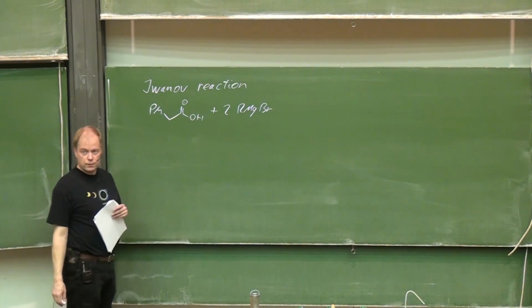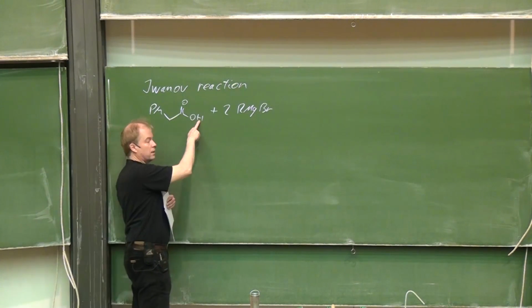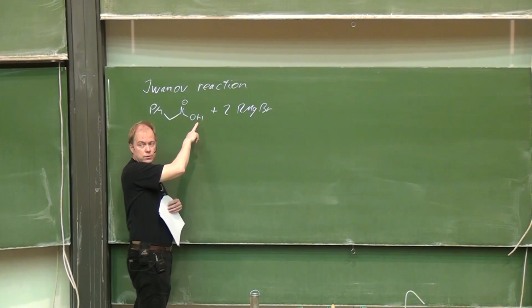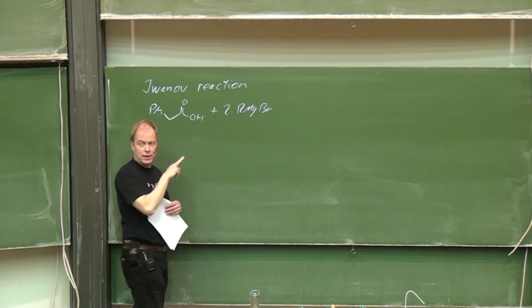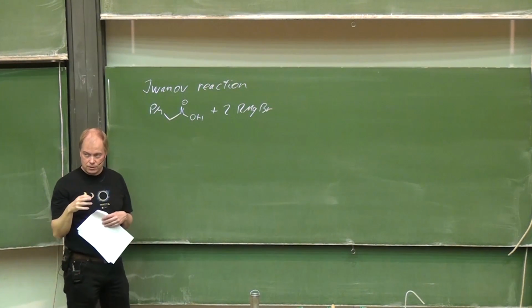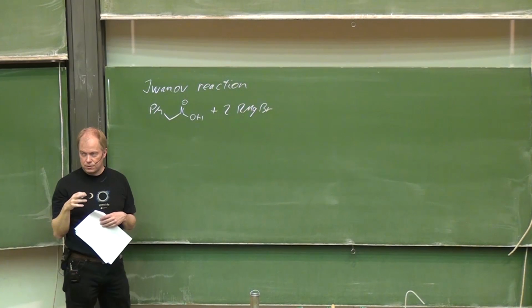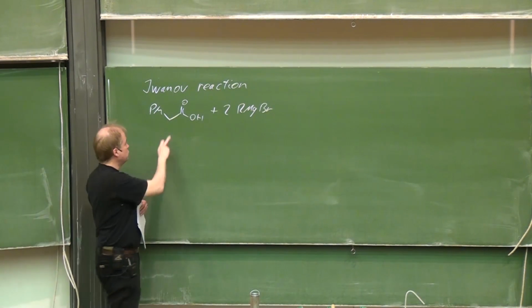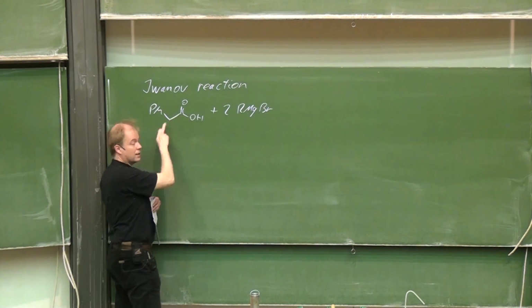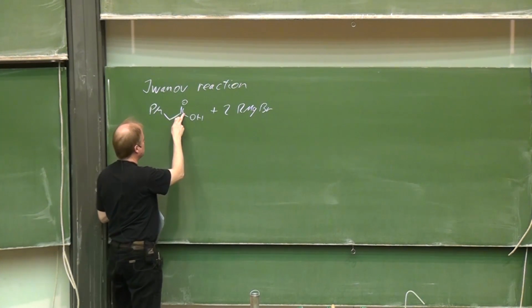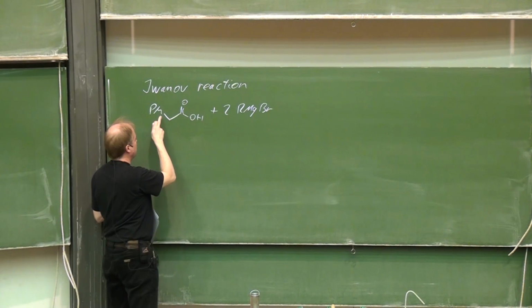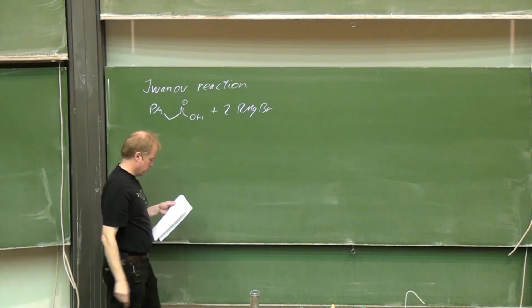The first equivalent will of course react here at the most acidic position. We get the magnesium carboxylate, and the second equivalent is basic enough to deprotonate that alpha position. The alpha position is still activated by the carbonyl group, but also activated because of conjugation with a phenyl group.